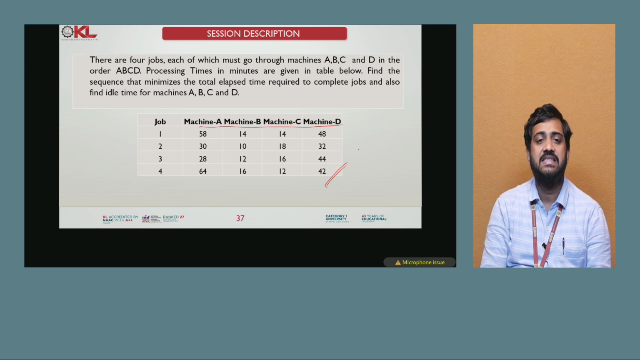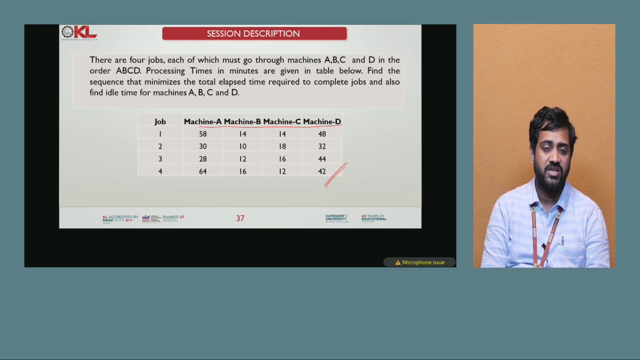Now we have to identify the sequence that minimizes the total elapsed time required to complete the jobs, and also identify the idle time for machines A, B, C, D. How to get the sequence is the question. If you want to use Johnson's algorithm, there should be 2 machines, but here 4 are there. What to do? Convert 4 machines into 2 machines.